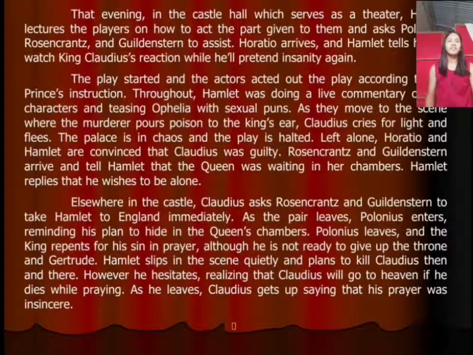The play started and the actors acted out the play according to the prince's instruction. Throughout, Hamlet was doing a live commentary on the characters and teasing Ophelia with sexual puns. As they move on to the scene where the murderer pours poison into the king's ear, Claudius cries for light and flees. The palace is in chaos and the play is halted.